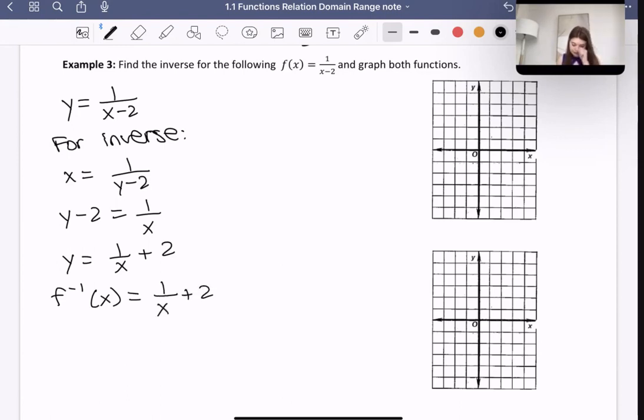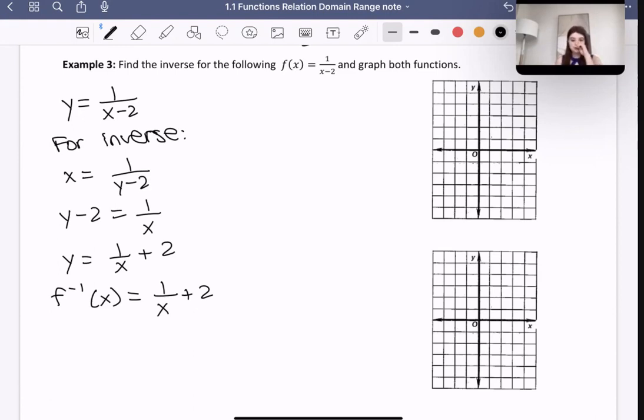Okay, so now let's graph it. It says graph both functions here. To graph both functions, we could do a couple things. We could either use a table of values, right? We could just sub in a few values and kind of figure it out that way. Or we could also use our transformations. And I think the way they're expecting us to do this here is to use our transformations.